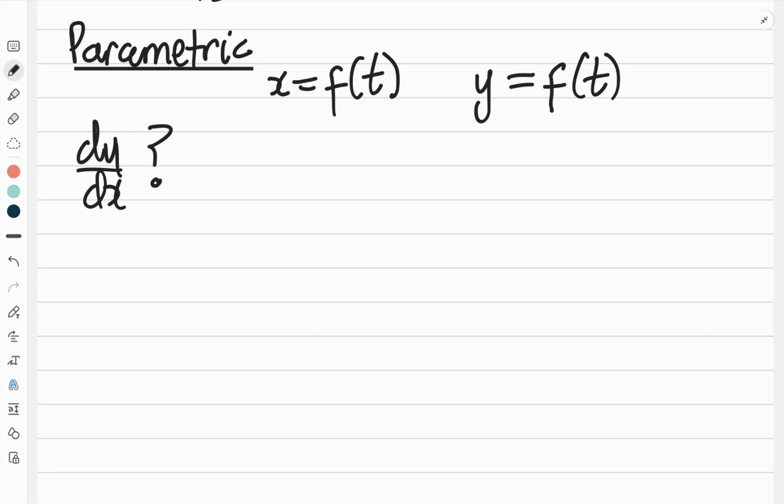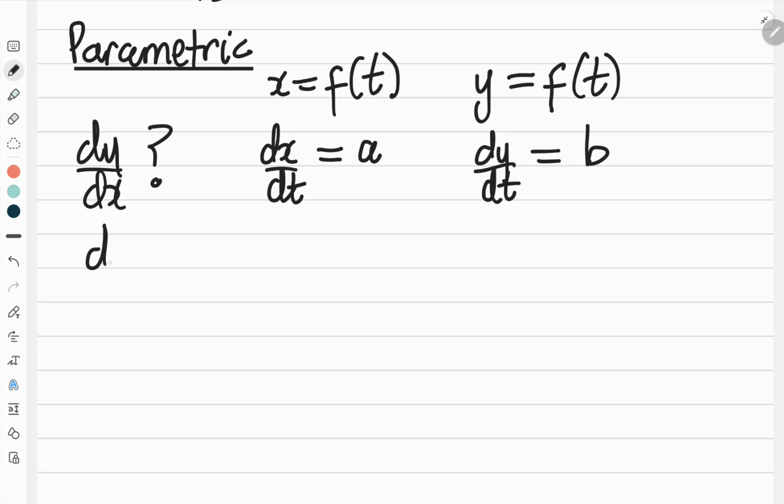So now what we are going to do is, firstly, you get your dx dt. Let's just assume it's given as a value of a. Then we also get our dy dt. Let's assume this is given as b. So to get our dy dx, we then connect these two rates. We're going to connect the dx dt to the dy dt.